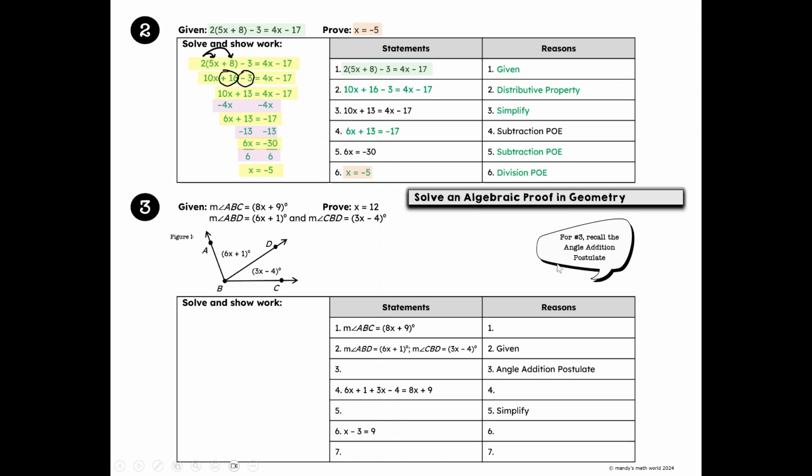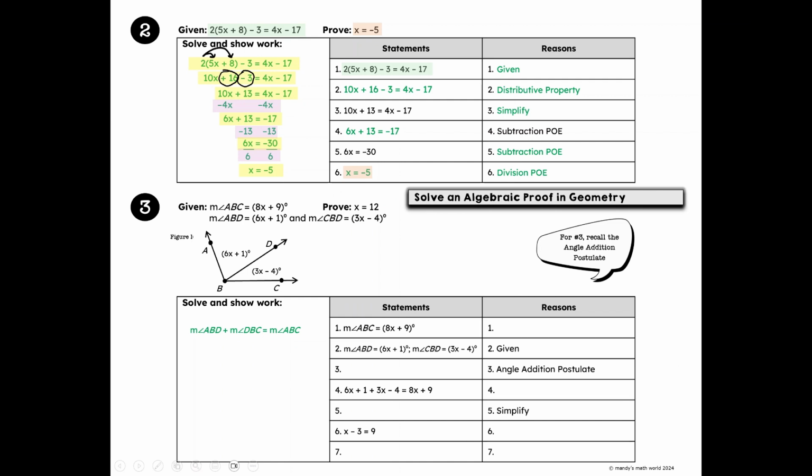Oh, yep, that's the angle addition postulate. Okay, so let's move on. I'm going to write that down here. The measure of angle ABD plus the measure of angle DBC is the measure of angle ABC. I'm sorry, I think I forgot to mention what we're asked to prove. We're asked to prove that x equals 12.